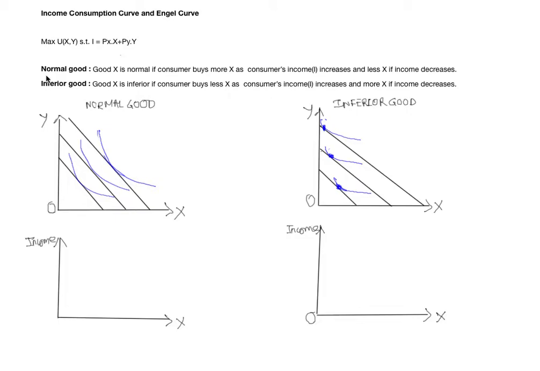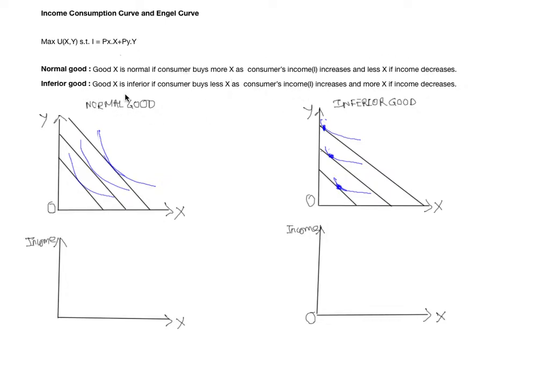Let us consider a good that is a normal good. Recall the definition of normal good. Good X is considered a normal good in economics if we see that the consumer is buying more quantity of X as his or her income is increasing, and similarly the consumer is buying less of that good when income decreases. You can think of as many examples as you can that satisfy this type of relationship.